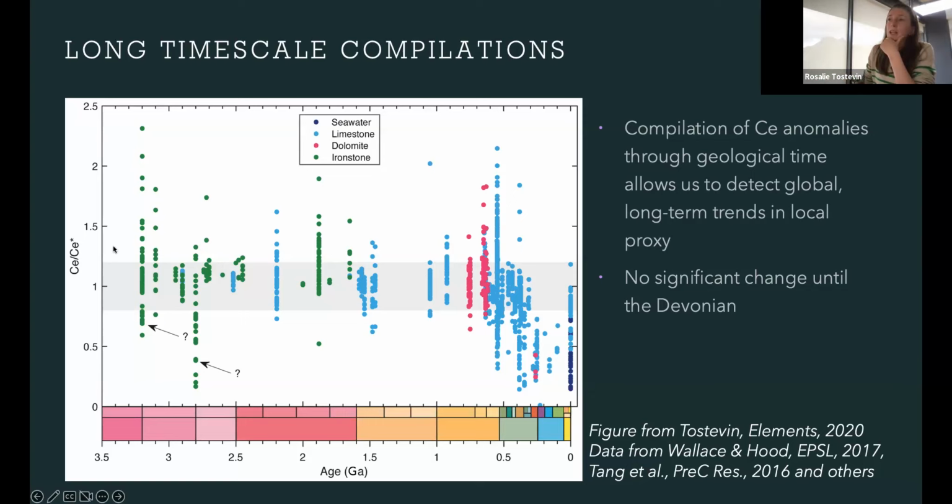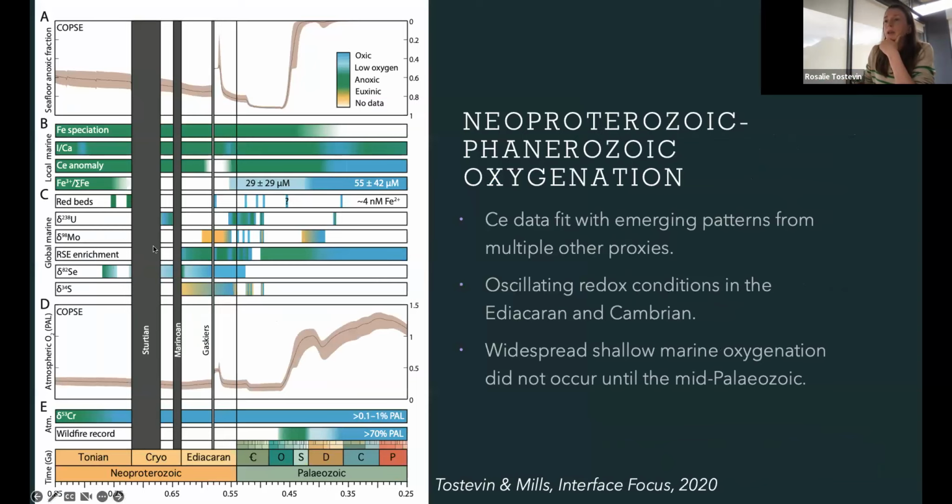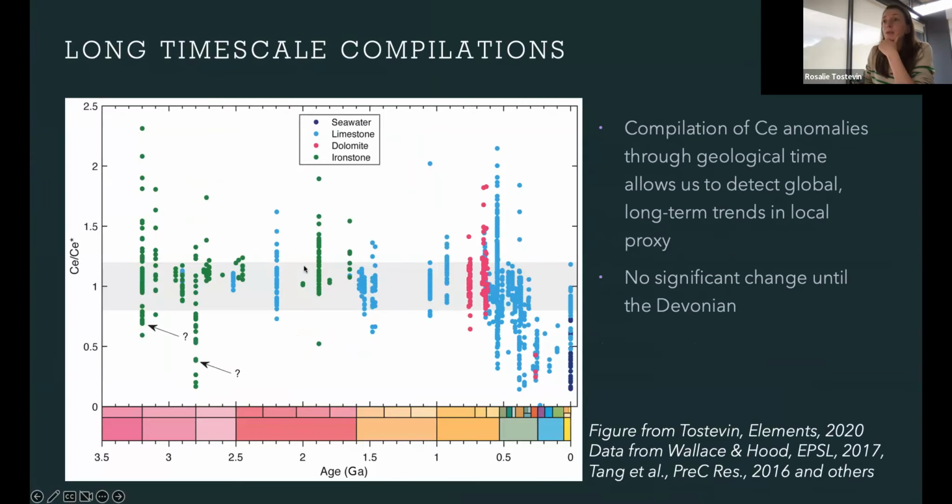Although maybe when looking at this plot, we should bear in mind the point that Webb made back in 1999, that actually the partition coefficient for cerium is slightly greater than the rest. So maybe an average of 1.1 is telling us that seawater had an average of 1.